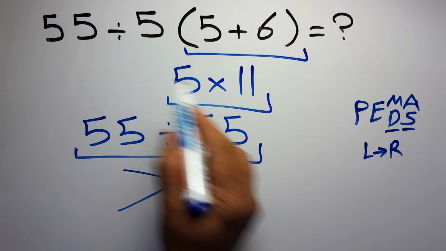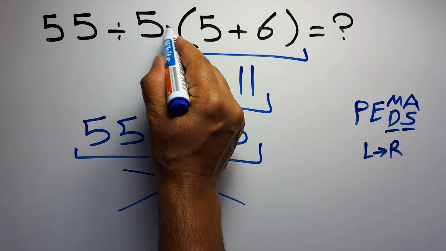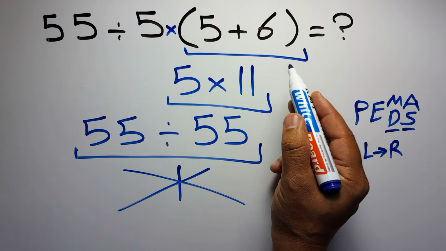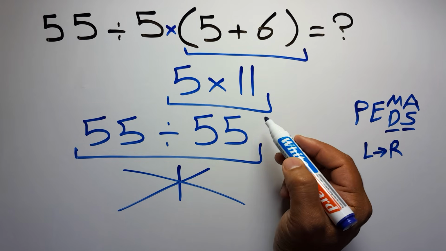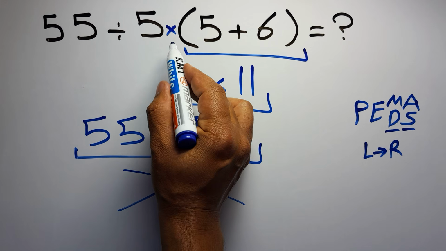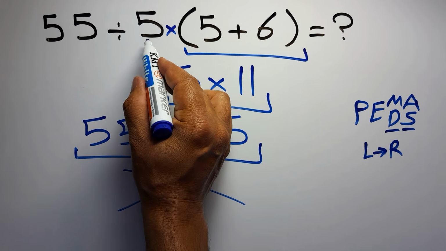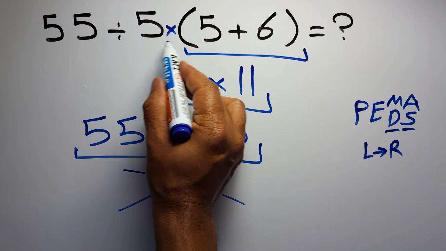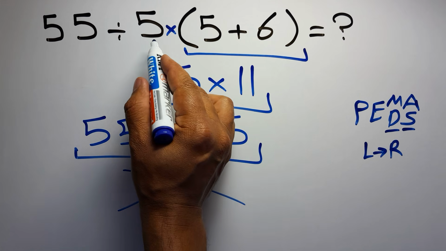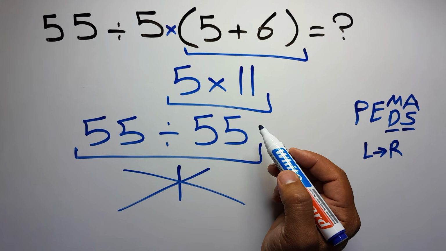In this expression we have one division, one multiplication, and one parentheses. Inside this parentheses we have one addition. Here we have a multiplication because in mathematics when a number is placed next to parentheses it means multiplication, and we usually don't write the multiplication sign for brevity.